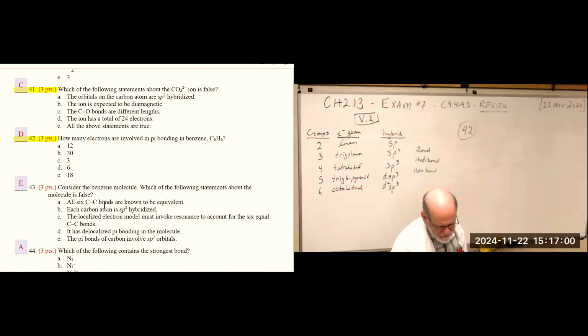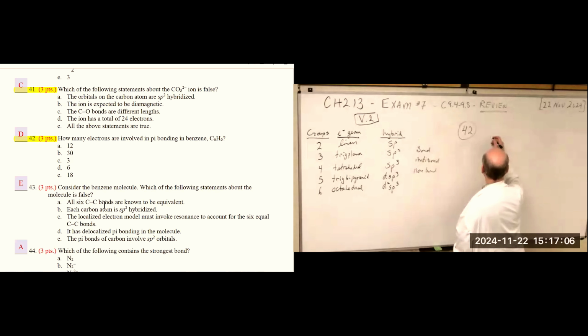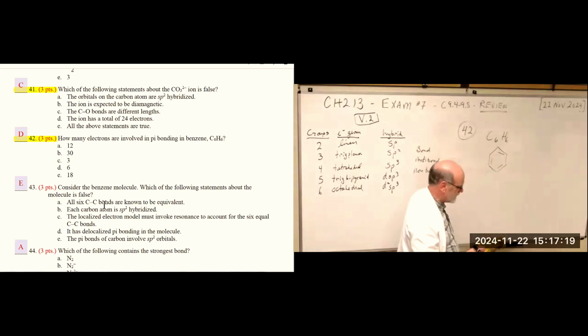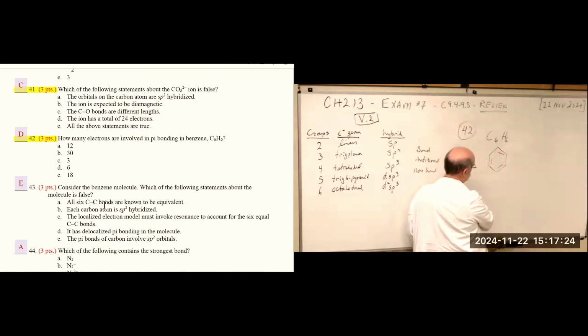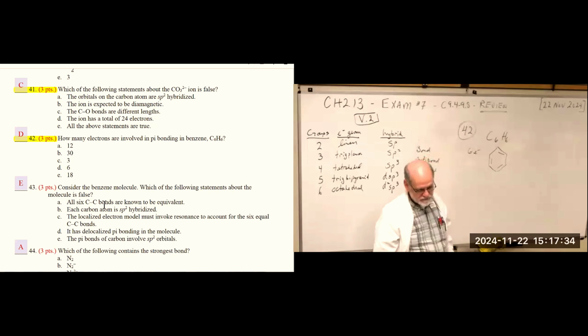How many electrons are involved in pi bonding in the benzene? Benzene. Okay, C6H6. We drew a benzene before. It's a ring structure like that, like that, like that. And if we draw it with the valence bond theory in mind, then it would look like this. So how many electrons are involved in pi bonding? 2, 4, 6. 6 electrons. That would be D.